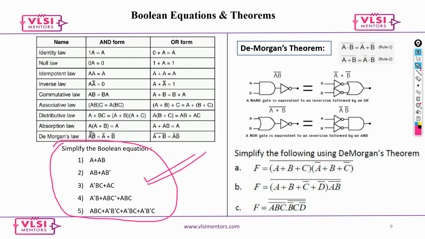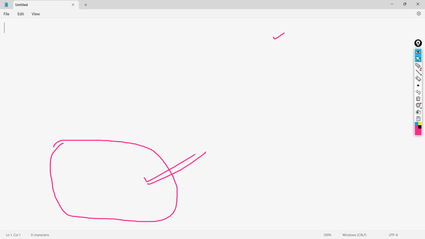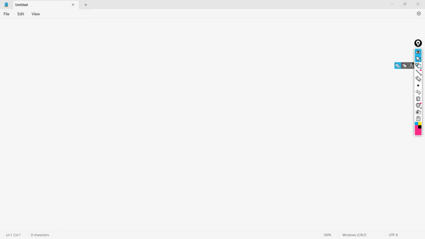The next important thing that I wanted to cover is something called De Morgan's theorem. What is De Morgan's theorem? It is basically your NAND gate. What is your NAND gate formula, or the output equation? It is A dot B, whole bar.